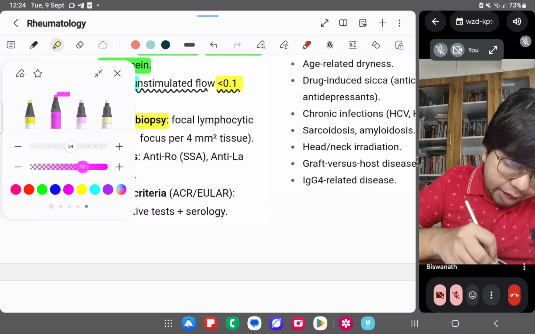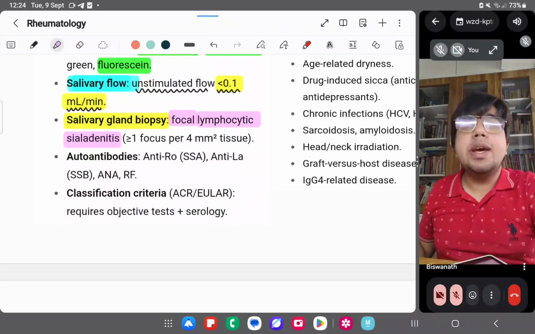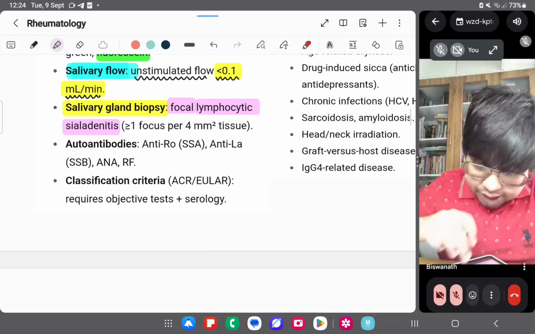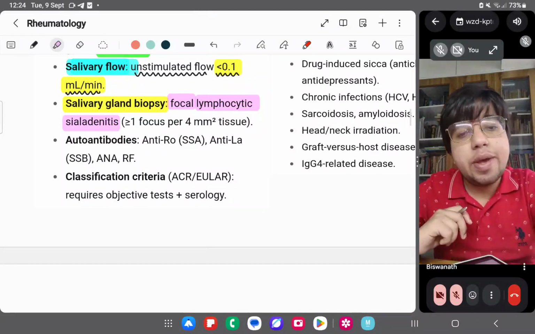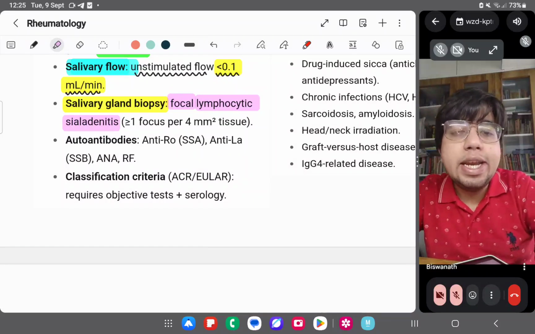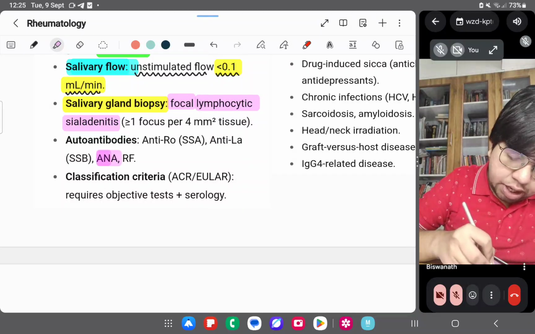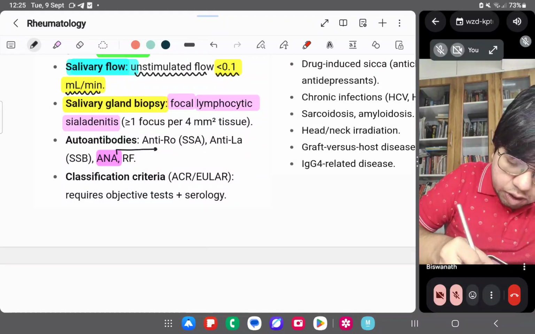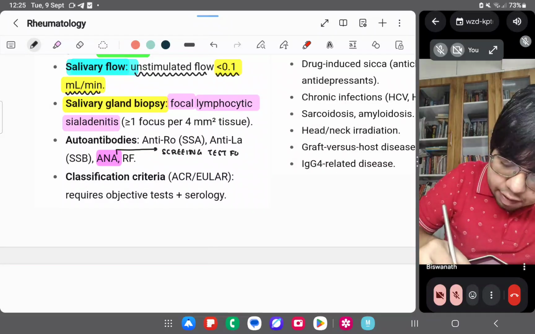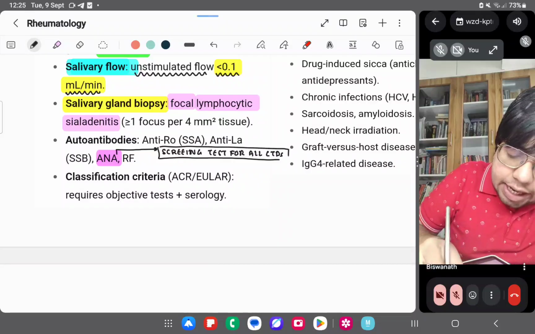In the salivary gland biopsy, I told you, minor salivary glands show focal lymphocytic sialadenitis. Okay, autoantibodies: ANA, RF, anti-Ro, anti-La. Basically this ANA, anti-nuclear antibody, is a screening test. It is common for all connective tissue disorders. Anti-nuclear antibody, ANA, is a screening test for all CTDs, that is connective tissue disorders.